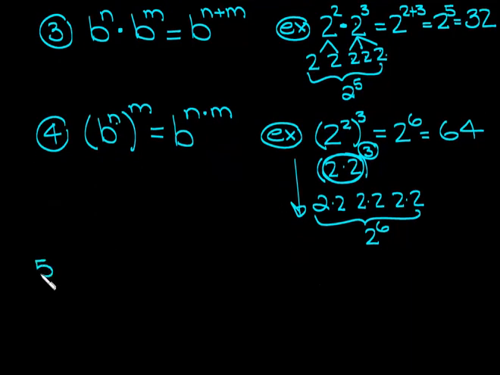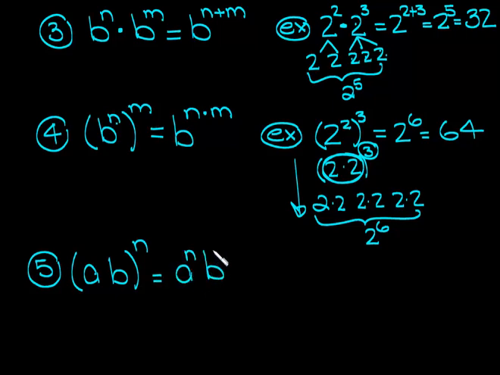The next property of exponential numbers is this. If you have a times b to the n, so if you have two things on the inside raised to the n, we can rewrite this as a to the n and b to the n. So we can basically apply that exponent to each thing on the inside is what we are doing in essence.